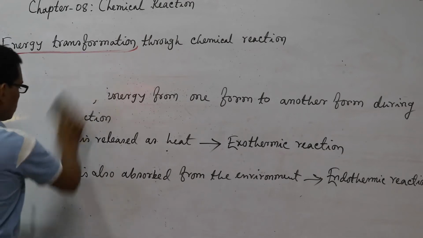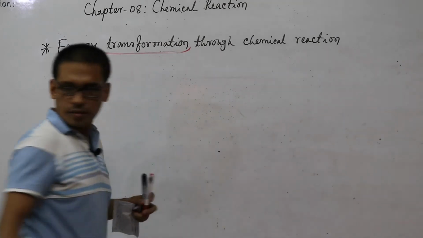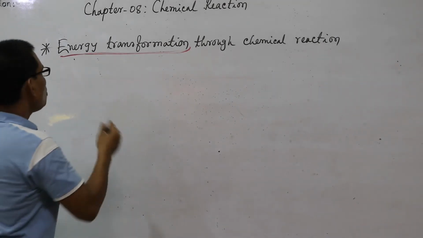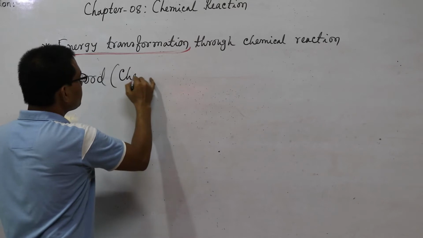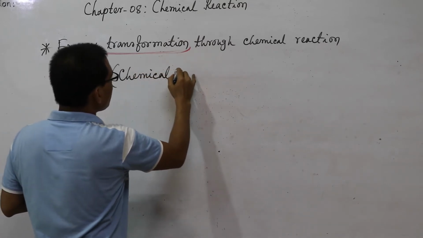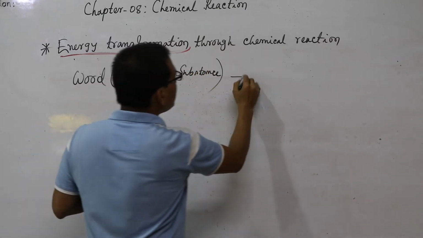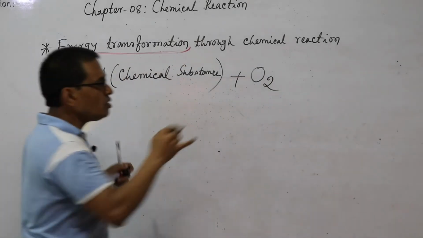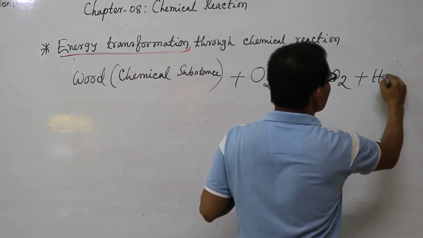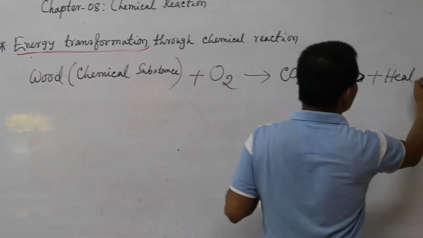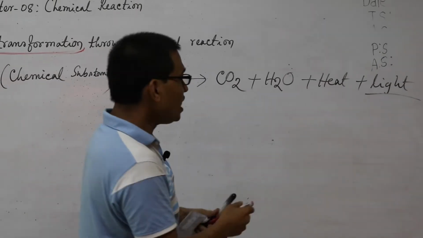Now look at some examples. Wood is a chemical substance. When it is burned in the presence of oxygen, carbon dioxide, water, heat and light are produced. Here energy is produced.